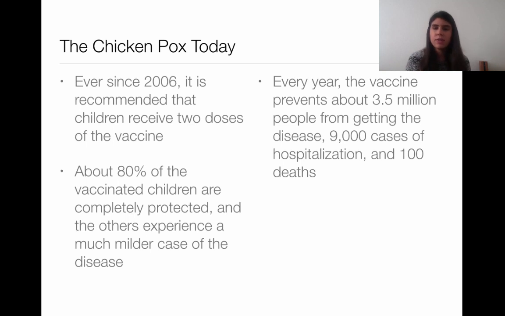And so every year, this vaccine saves roughly 3.5 million people from getting this disease, which saves 9,000 cases of hospitalization and saves 100 people from death. These are annual rates. So the chickenpox vaccine is very important to prevent disease from occurring.